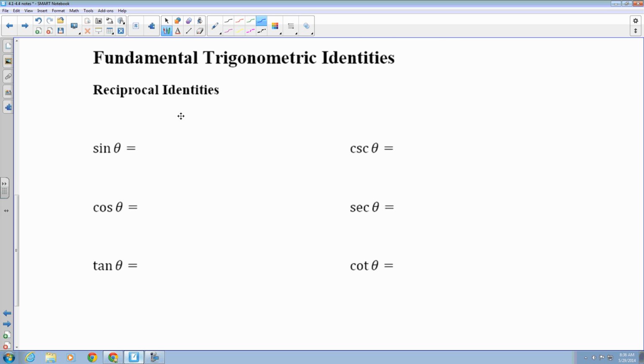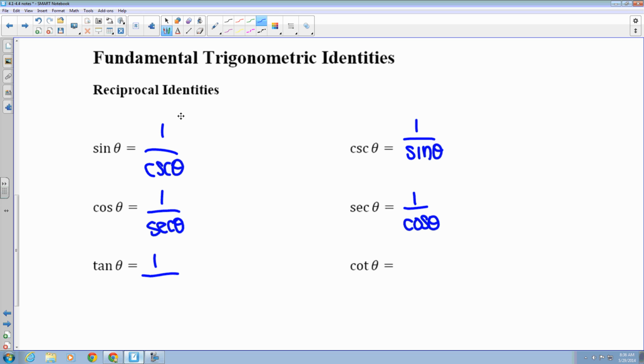So we have already actually been using these reciprocal identities the whole time, recognizing that cosecant is a reciprocal of sine, so sine would be 1 over cosecant, and cosecant would be 1 over sine. And all the other ones are the same way. Cosine is 1 over secant, secant is 1 over cosine, tangent is 1 over cotangent, and cotangent's 1 over tangent.